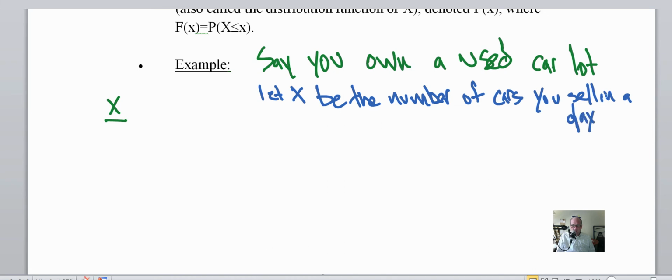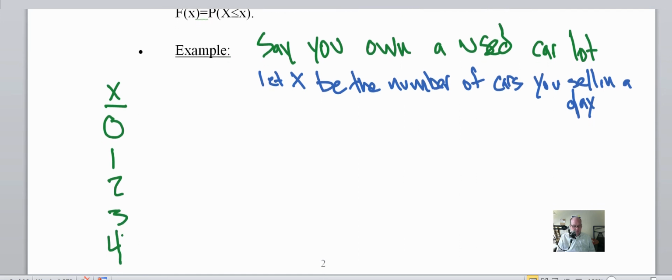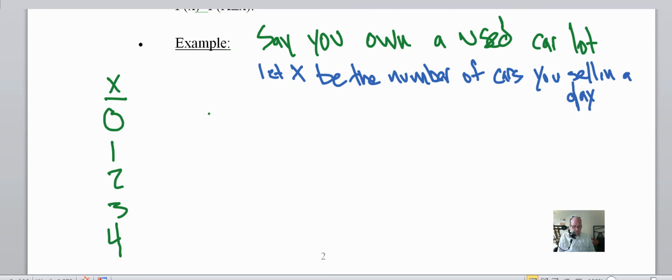So that's what we're going to say X is. And for simplicity, you can either sell 0 cars, 1 car, 2 cars, 3 cars, or 4 cars. So you never sell more than 4 cars. It just doesn't ever happen. So you have used the frequency method and calculated your expected probabilities for each of these.